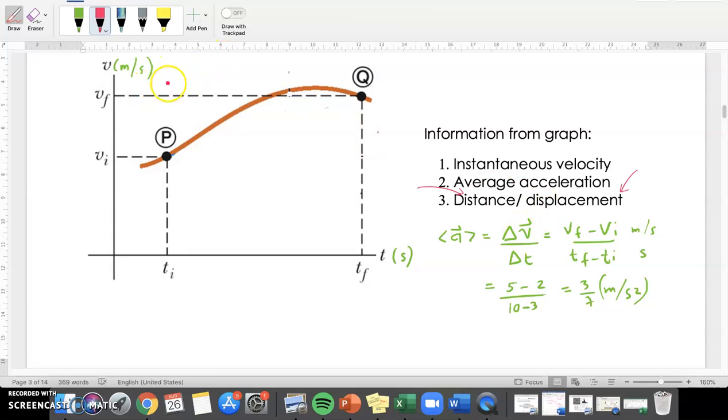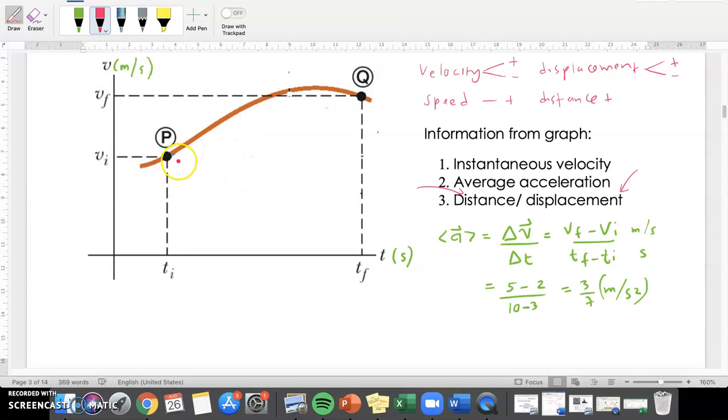For velocity, you can have negative and positive values. Remember, velocity is a vector, so it has direction, positive and negative, whereas speed only has positive values. So distance is only positive, and displacement can be negative because it is also a vector, remember? Okay, so how do we find displacement from a velocity time graph?